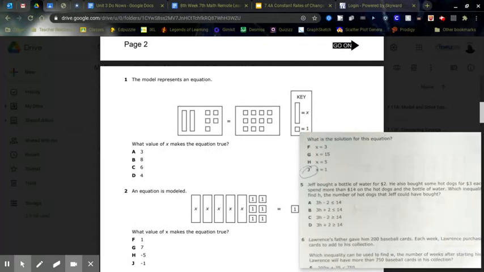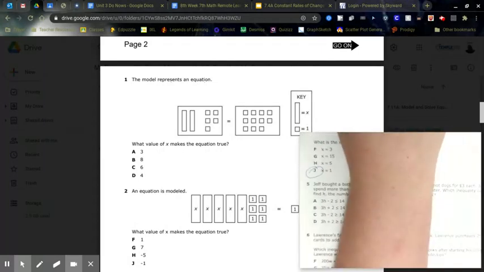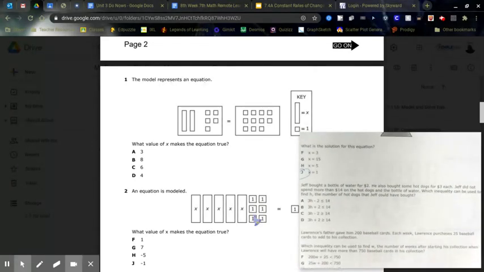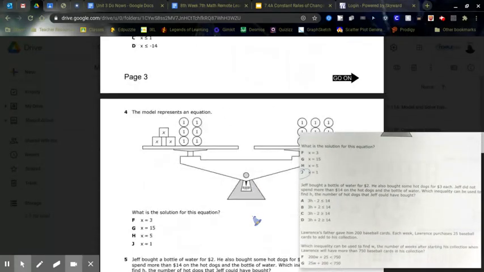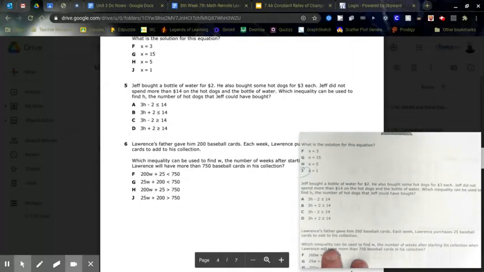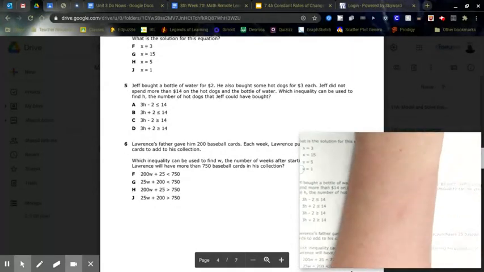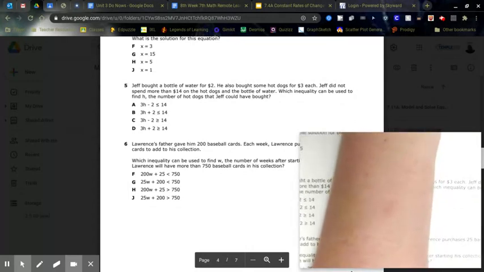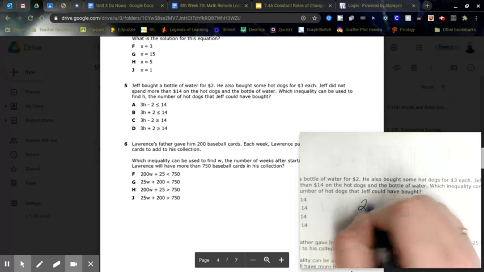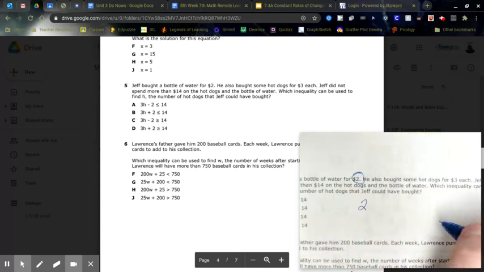Next one. It's really hard to see everything here. Okay, let's look. Let me scroll to here. There we go. Now you can see it there. Jeff bought a bottle of water for $2. So he just bought one single bottle of water for $2. Okay, that means he didn't buy any more or less.